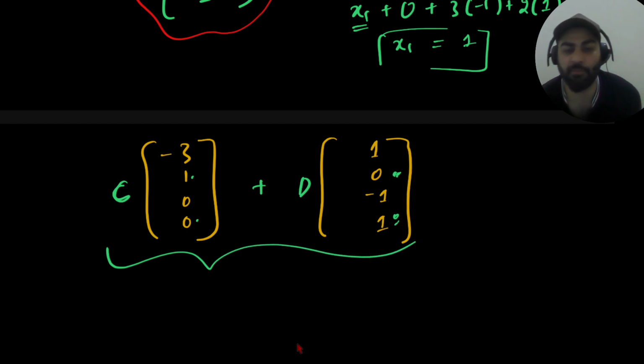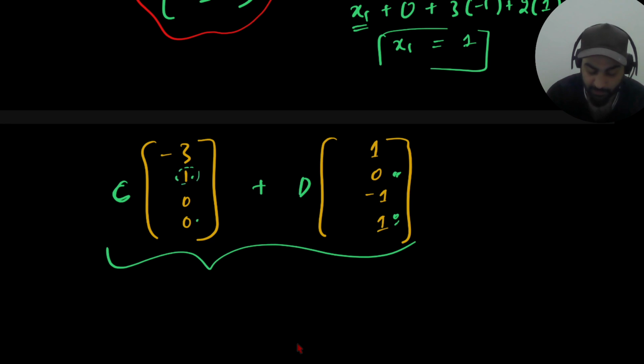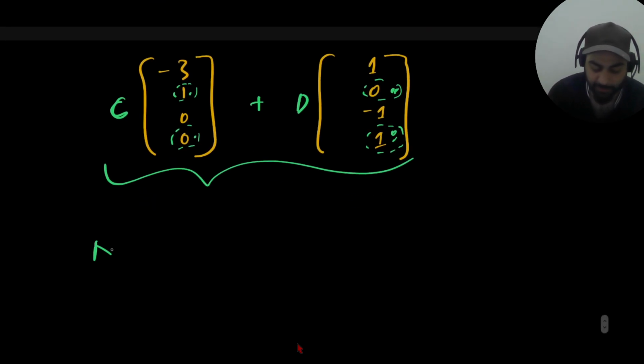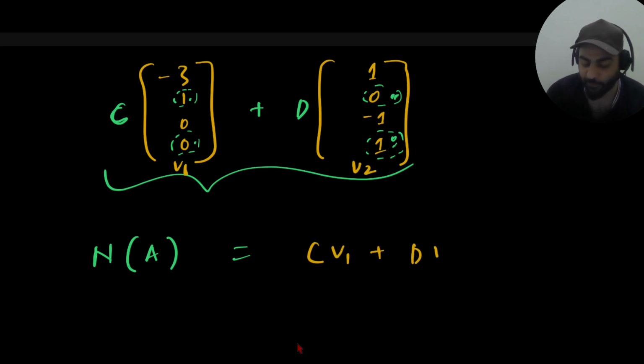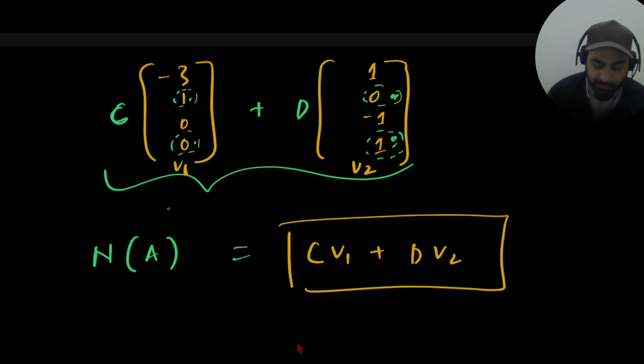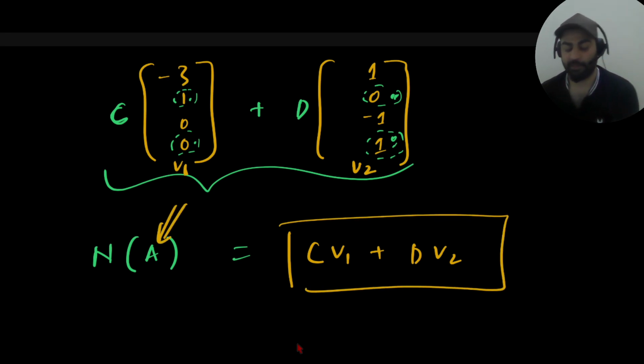Here, this 1 0 0 1 makes an identity matrix. So if you tell me what is in the null space of A, I can tell you the null space of A contains, let's call this vector v1 and this vector v2, c v1 plus d v2. This is the whole null space of this matrix A. Is it clear? Maybe it was a little bit of a mouthful for you. Just tell me, is it clear? Otherwise I'll go through it once more.